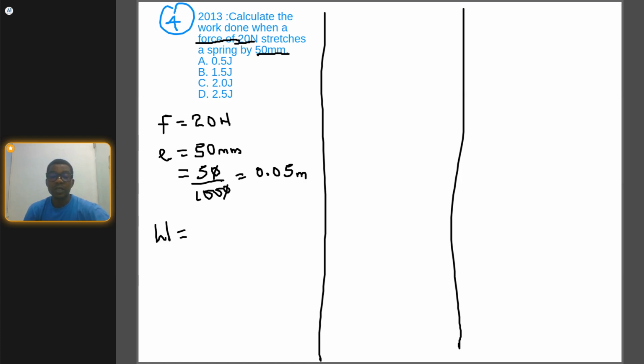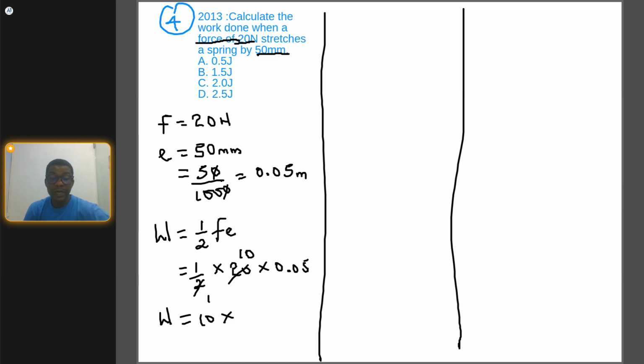So since we are asked to find the work done, W, which is work done, is 1 over 2 F E. 1 over 2 multiplied by F, which is 20, multiplied by E, which is 0.05. We have 2 here, 1, 2 in 20, that is 10. The work done, W, is equal to 10 multiplied by 0.05.